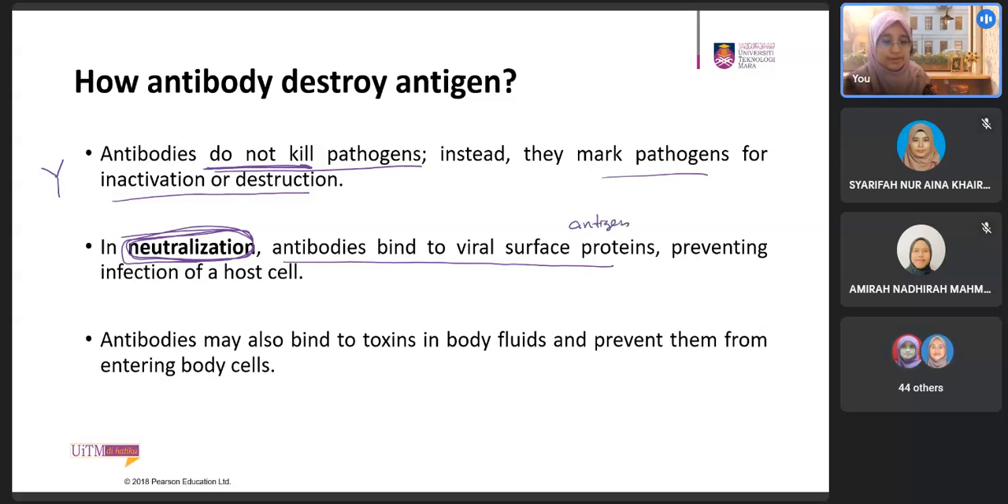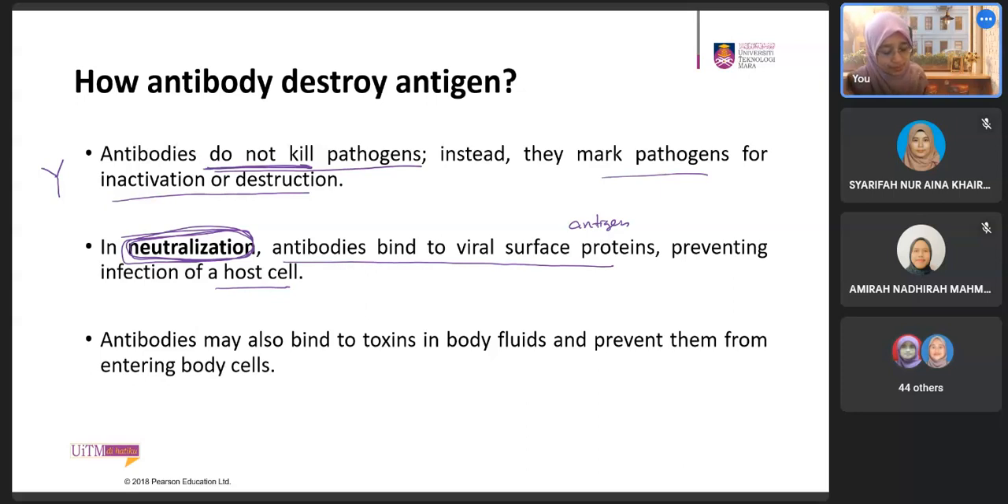Okay, so viral surface protein preventing infection of a host cell. Okay, so antibody binds kepada antigen of a pathogen. So once you have the interaction between antibody and the pathogen, this prevents the pathogen from entering into the host cell, from infecting the host cell. Kita tak nak virus tu masuk dalam sel badan awak.